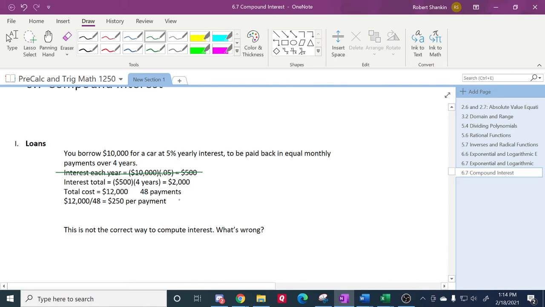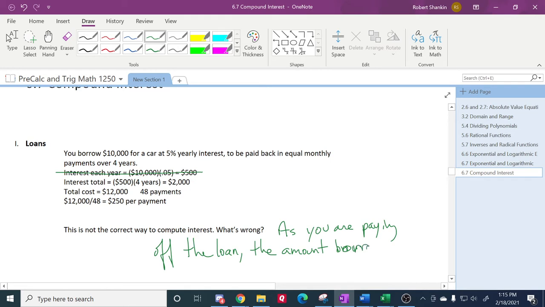All right. So if we want to describe this in words, as you're paying off, the amount you've borrowed decreases.